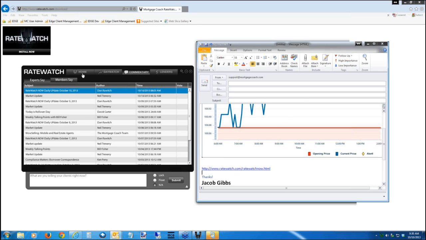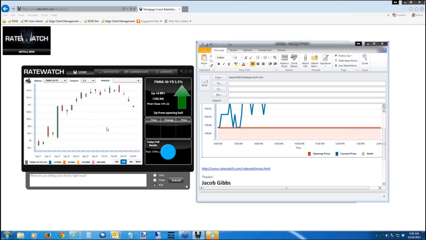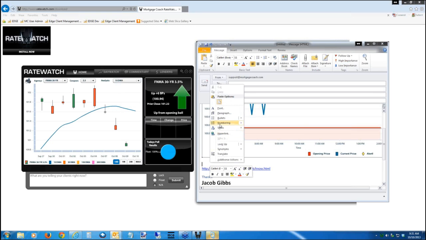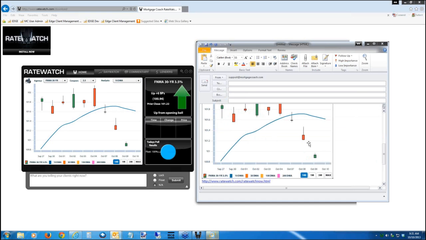As I mentioned, you can also do this on the home chart here. So if you wanted to go straight down to the 10-day moving average, for instance, and just show what's going on there, you can literally right-click on this and hit copy, and you can paste this one into your email as well. So I'll show you what that looks like.